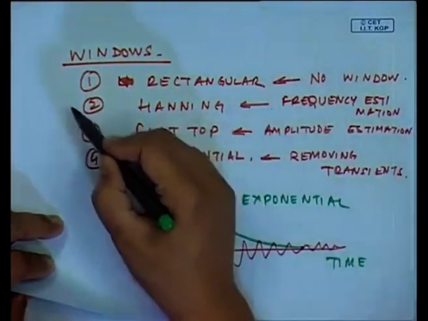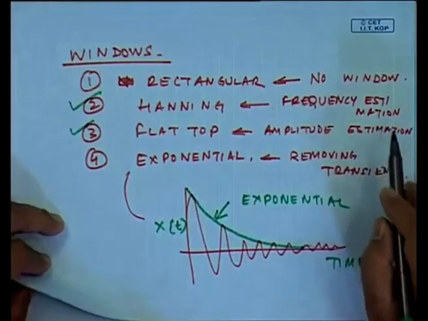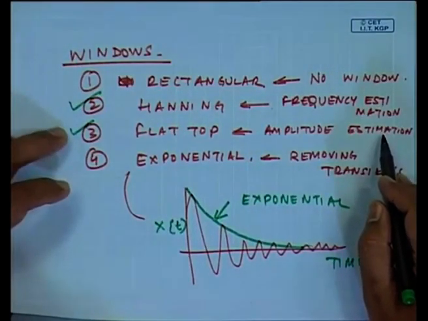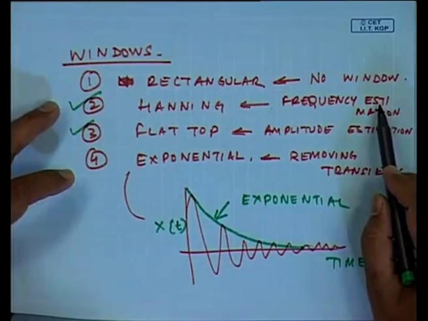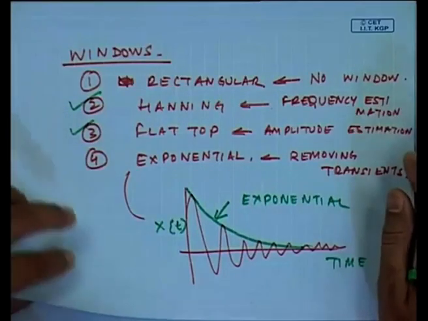And for periodic signals, we conventionally use either Hanning or flat top. If I want a good amplitude estimation of the signal, I should use a flat top window in the FFT. If I have to get a correct estimation of the frequency, I should use a Hanning window.